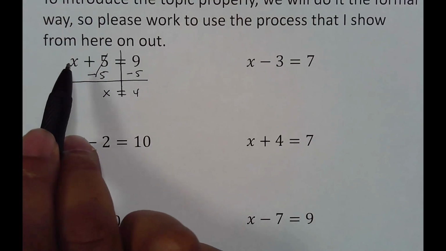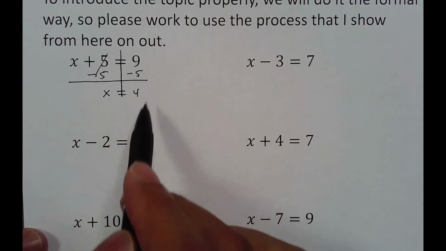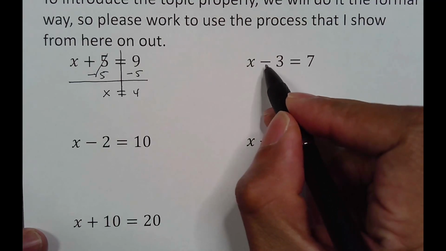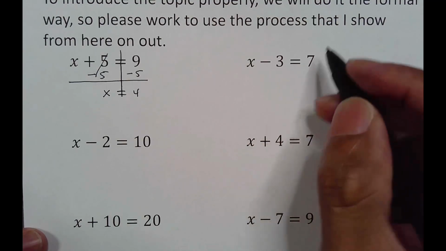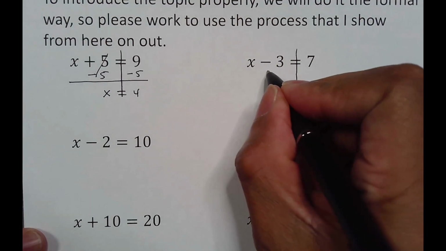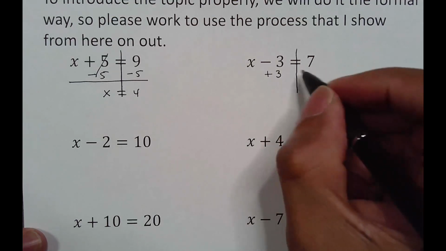So if I know I added 5 to something to get the answer, then I'm going to subtract 5 from both sides to figure out what that answer is. In number 2, you recognize that this is subtraction. If I subtracted 3 to get the answer, then I'm going to find what I'm missing by using the opposite, or adding 3.